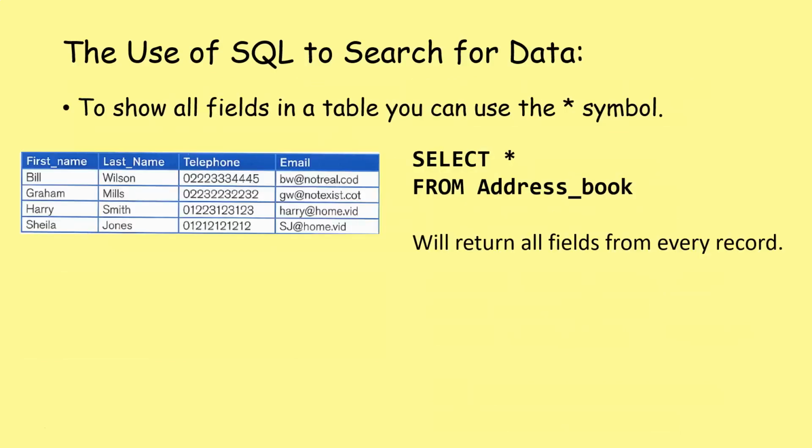If we want to get all the fields from a table, we can use the wildcard asterisk or star symbol. So instead of writing SELECT first name, comma, last name, comma, telephone, comma, email, I could just say SELECT star FROM address book, and this will return all the fields. But if you did write every field individually, you would still get the marks, but star is nice and easy.